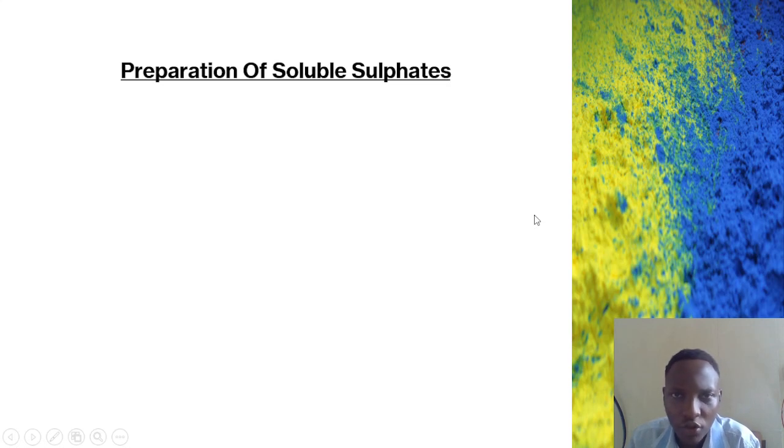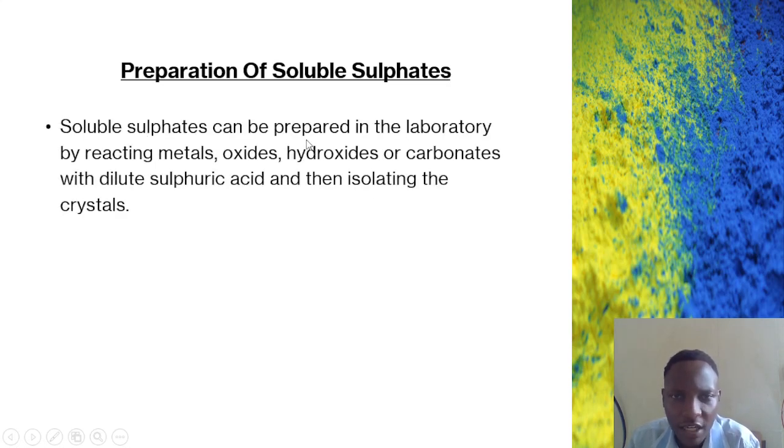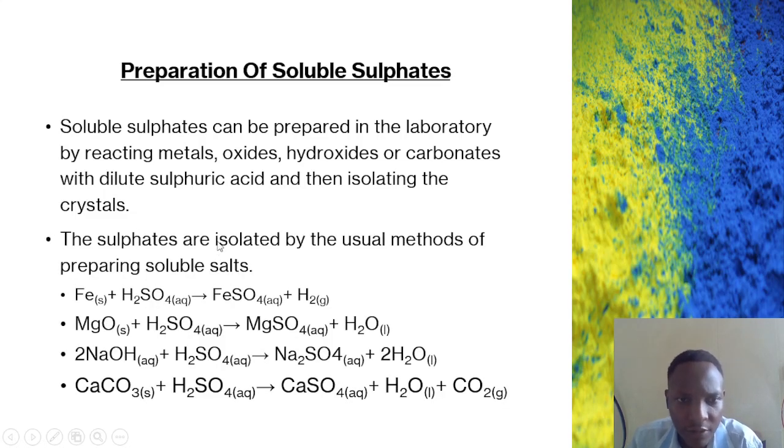Now, the preparation of the soluble sulfates. Soluble sulfates can be prepared in the laboratory by reacting the metals, oxides, hydroxides, or carbonates with dilute sulfuric acid, and then isolating the crystals. The sulfates are isolated by the usual methods of preparing soluble salts. For example, here are the kinds of reactions.